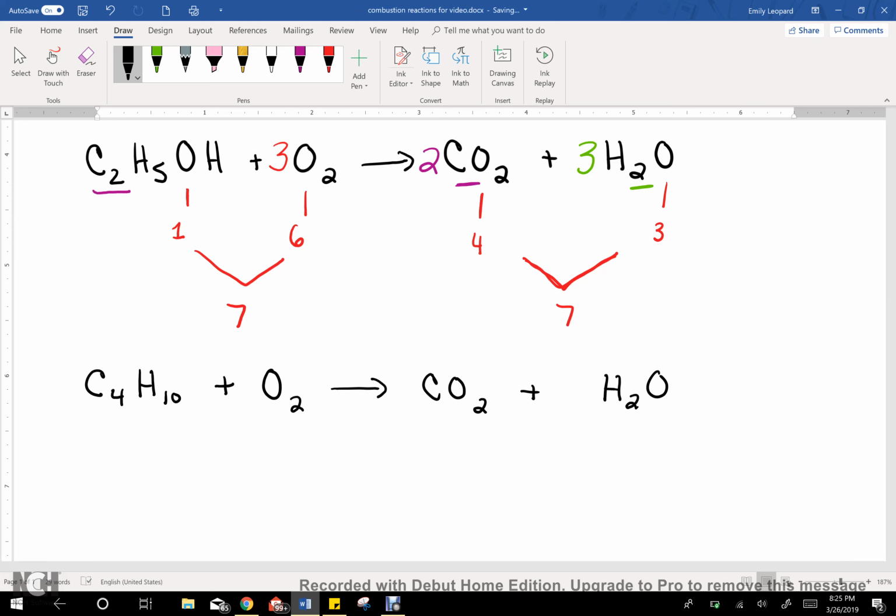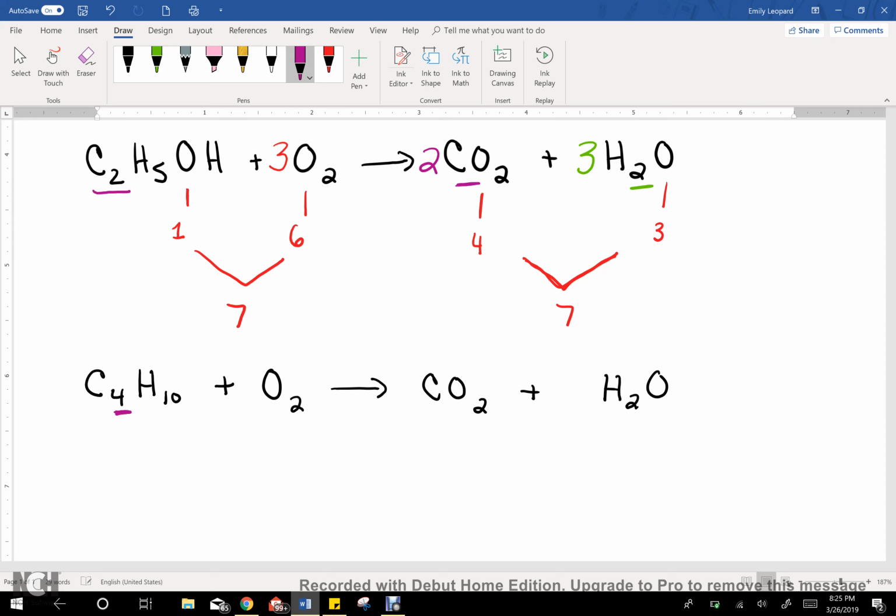Okay, so now let's get to the balancing. We'll start with our carbon. If you notice, we balance carbon and hydrogen based on what's on the left, and then we tend to balance oxygen based on what we start with on the right. Just in case you hadn't caught on to that pattern yet.